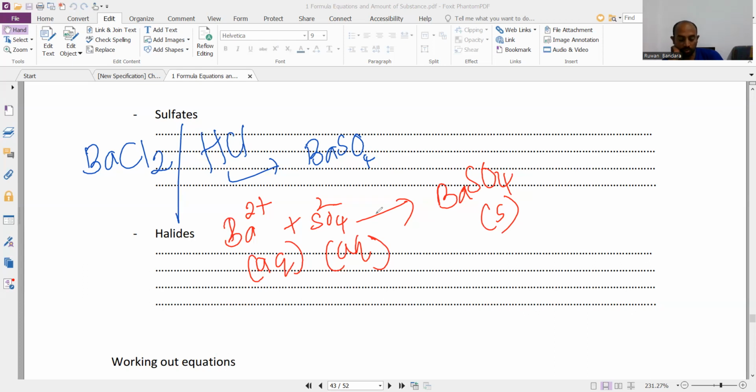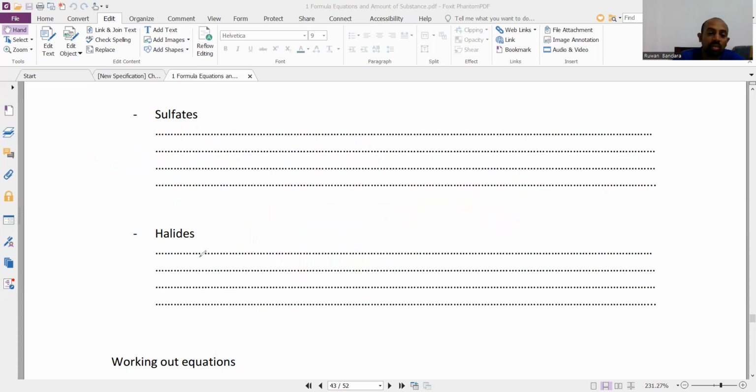Okay, shall I continue? Next one, you know, the test for halides. We did it last week or the week before. Silver nitrate and dilute HCl.